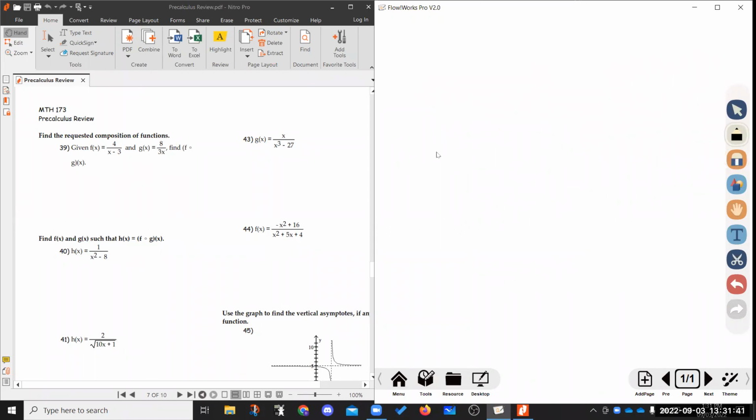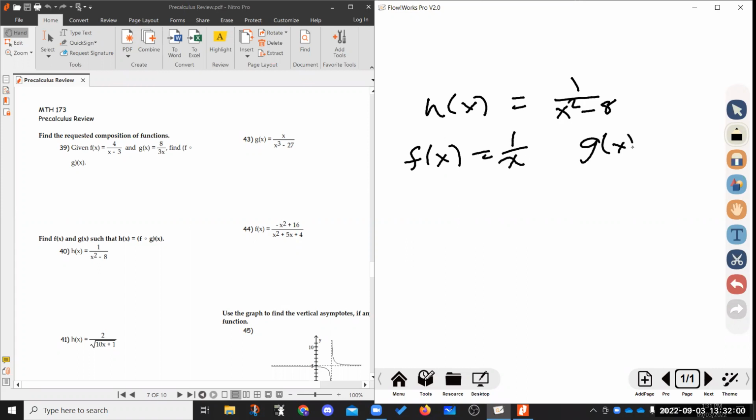Now we want to find two functions f and g such that h of x is the composition of f and g. So h of x is equal to 1 over x squared minus 8. The easiest way to do that is to say that f of x is 1 over x and g of x is equal to x squared minus 8, because we're just going to be sticking g into the x there. There are other ways you could do it, but this is just the simplest way to look at it.